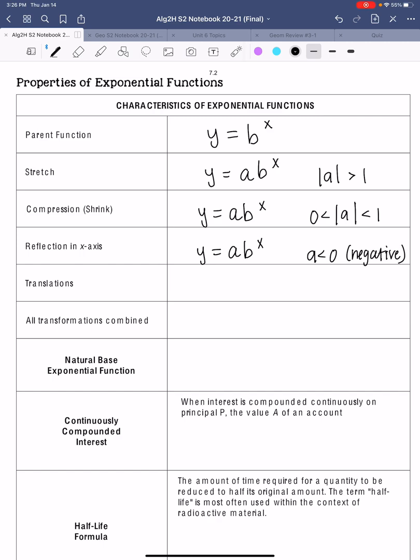And then we have our translations that we've been practicing all year. So our translations are y equals b, and what's inside the function is now in the exponent. So we're going to have x minus h and then plus k. And then with all of our transformations combined, we have y equals a times b to the x minus h power plus k. That's going to give us all of our transformations.